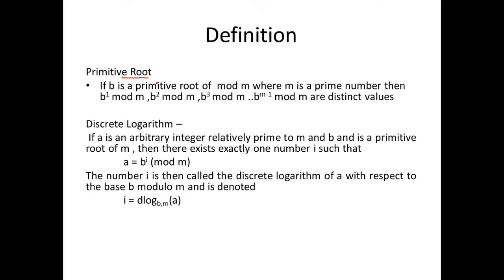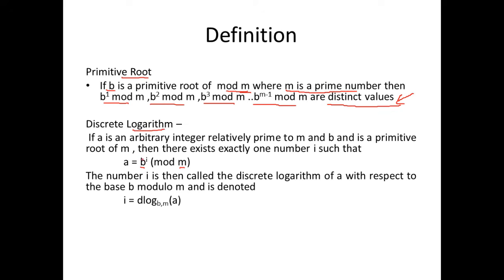We have understood what is a primitive root. If b is a primitive root of mod m, what it means is, m should be a prime number, then b power 1 mod m, b power 2 mod m, b power 3 mod m up till b power m minus 1 mod m are distinct values. This is what we have seen with an example. So when all these results give us distinct values, we can say b is a primitive root of prime mod m.